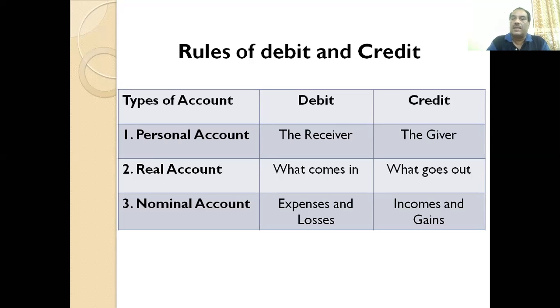Then the real account, the accounts of property. Here, debit what comes in: the value that comes in is debited, and the value that goes out is credited. So this is a simple rule. And then the third is the nominal account.